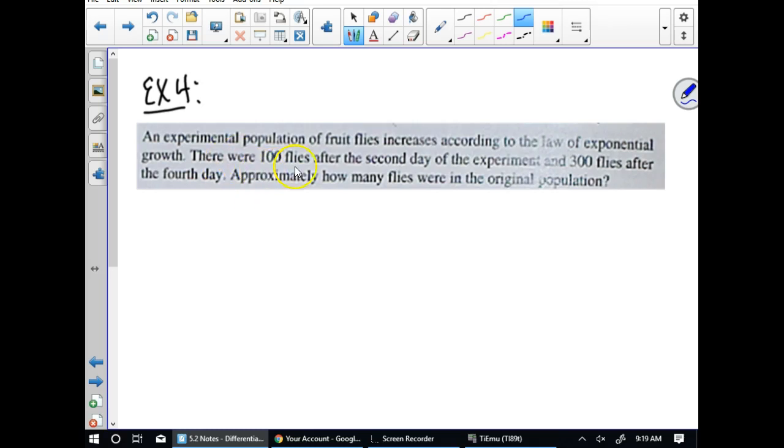So there are 100 flies after the second day of the experiment and 300 flies after the fourth day. And it wants to know approximately how many flies were in the original population. In this case, this problem is a little different because this problem does not give you the time 0, right? It's asking us for the time 0.